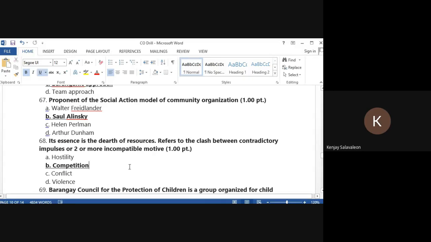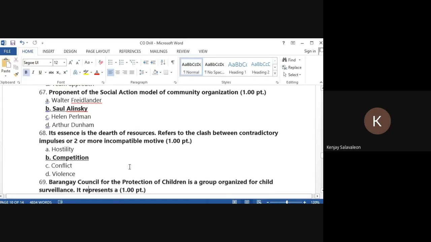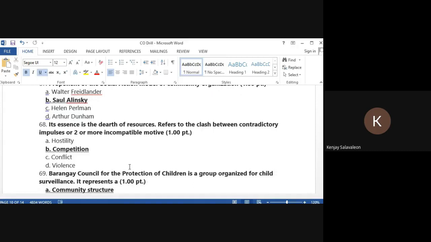Ngayon, anong number na tayo? 68. It is essence in the dearth of resources. Refers to the clash between contradictory impulses or two or more incompatible motives. This is competition. Even in community organizing, meron ding social process. No? Ito yung primary social process. Competition, conflict, cooperation, yung 3C. Ang competition, yun nga, sabi natin sa group work kanina, the same. Group process and social process is the same. Ang pinagkaiba lang nila is yung sa scope. Group process, of course, sa grupo lang. Social process is the society in general. No? Then after that, we have a derived social process, amalgamation, acculturation, assimilation, and kalimutan ko yung isang A.